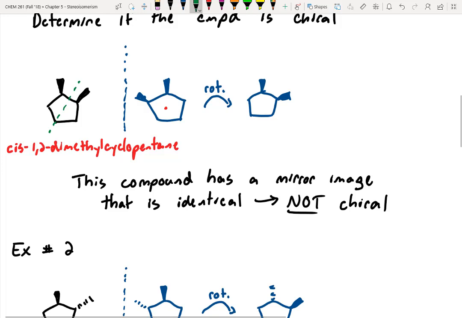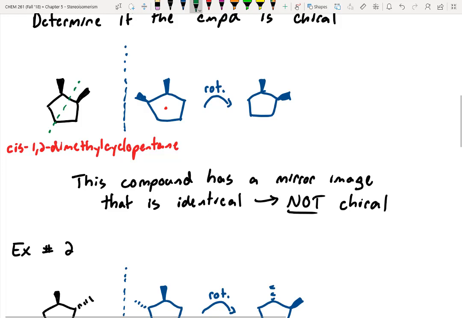Even I'm getting confused now. If you ever have an internal mirror plane, it means you're automatically not chiral. However, we'll see examples later where we might have to do conformational twists and things like that in order to find a mirror plane. So it might not right off the bat look like it has an internal mirror plane. You might have to contort it or do a Newman projection rotation to find that mirror plane.